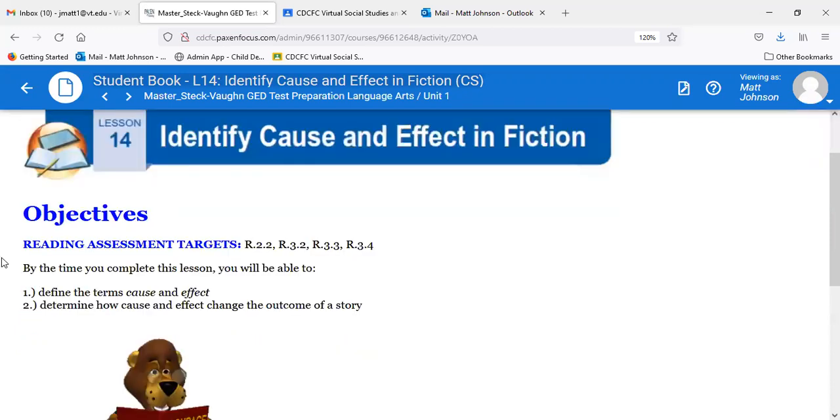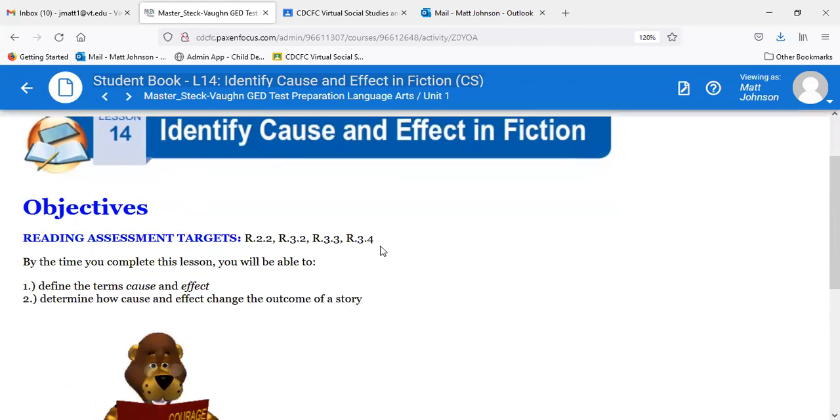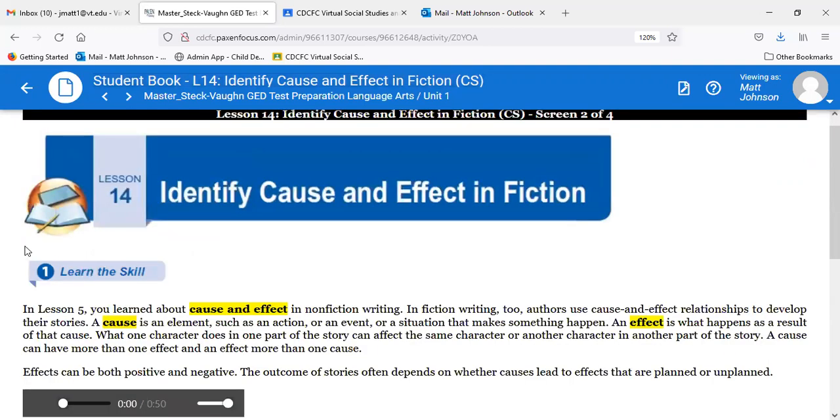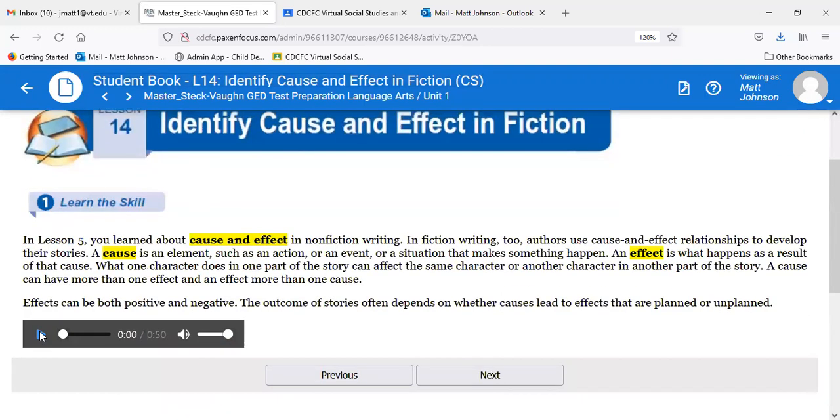writing. So today we'll define the terms cause and effect, which we know, and determine how cause and effect change the outcome of the story. So looking more in terms of fiction now rather than nonfiction. All right, and our audio.